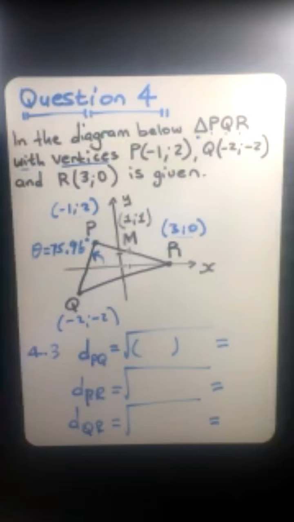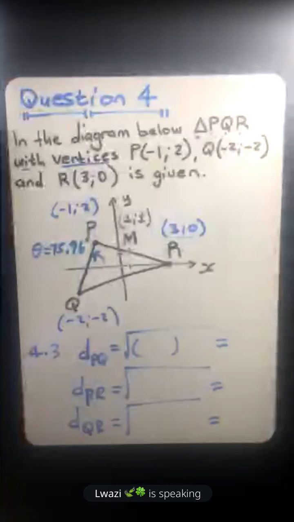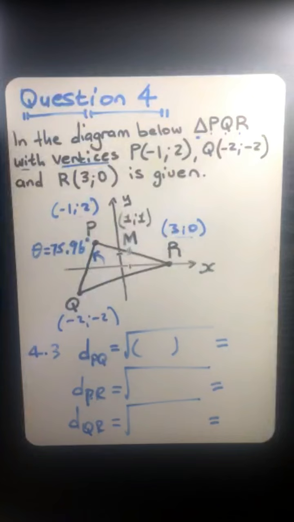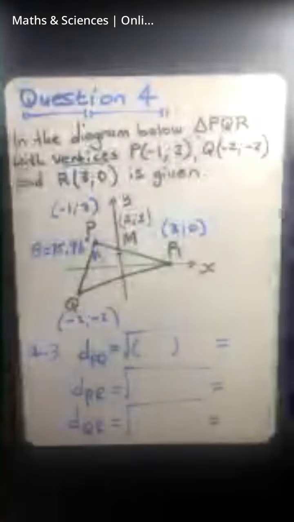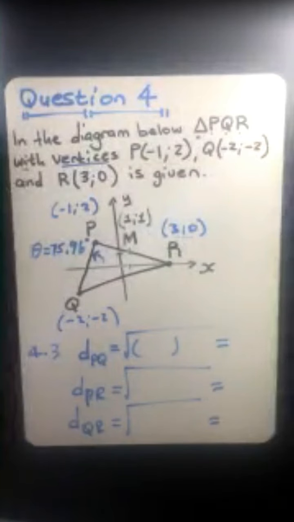Let's see. What's going on there? Okay. The distance for QR, I got root 29. Is it true? Can the other one confirm that answer?